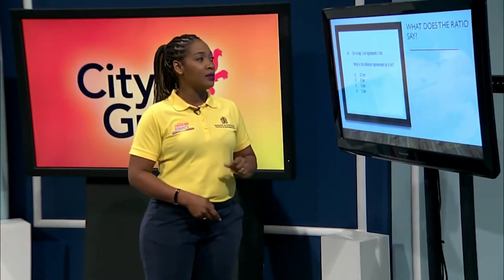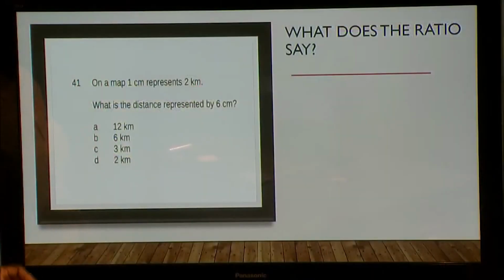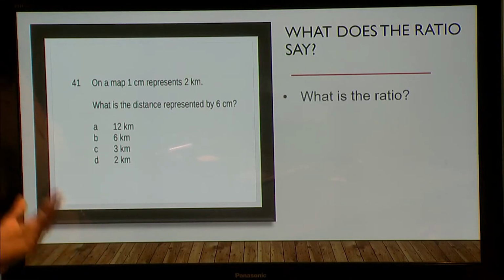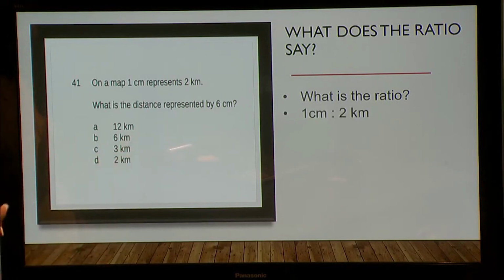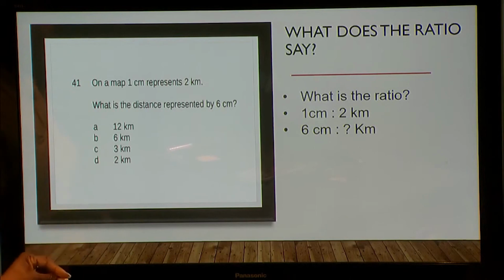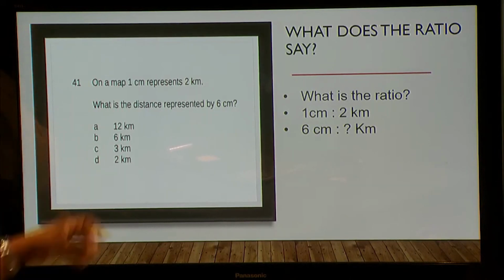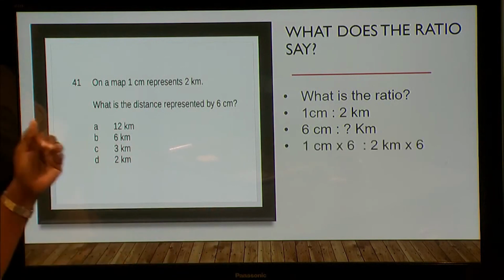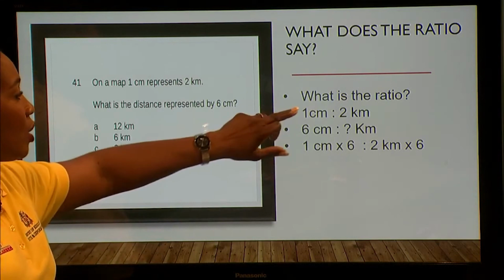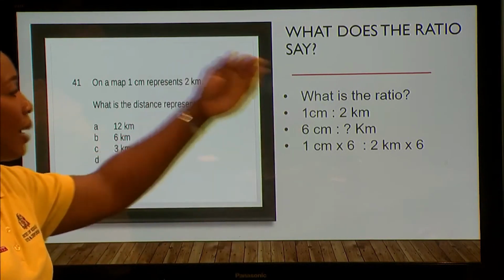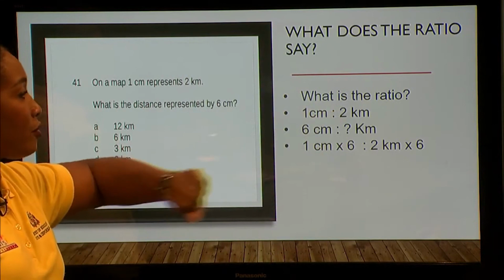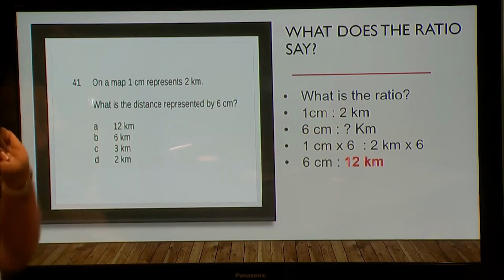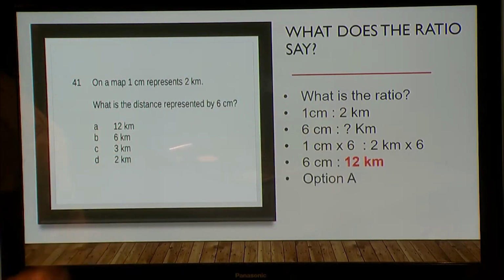On a map, 1 centimeter represents 2 kilometers. What is the distance represented by 6 centimeters? All right, so what is the ratio? 1 centimeter to 2 kilometers. So we know that the next ratio will have 6 centimeters, and we're trying to figure out how many kilometers. We look at the relation to the ones that exist. From 1 to 6, you multiply by 6, and apply it also to the other part of the ratio. 6 times 2 gives us 12. So there we go, option A.